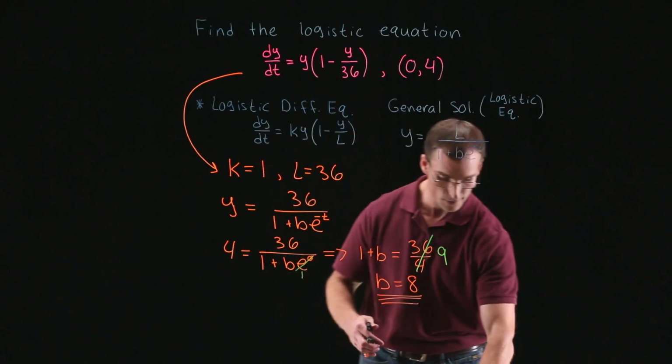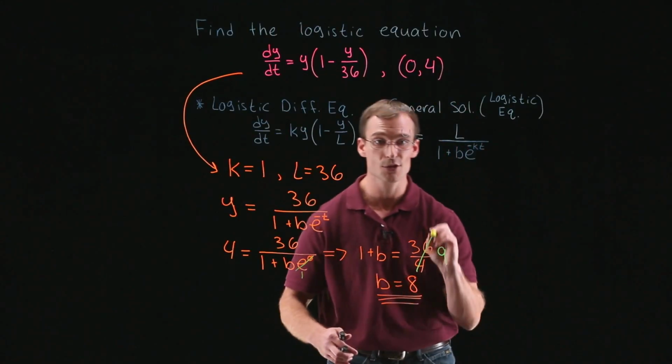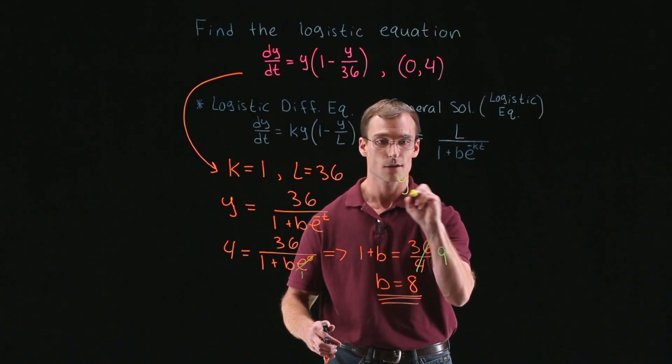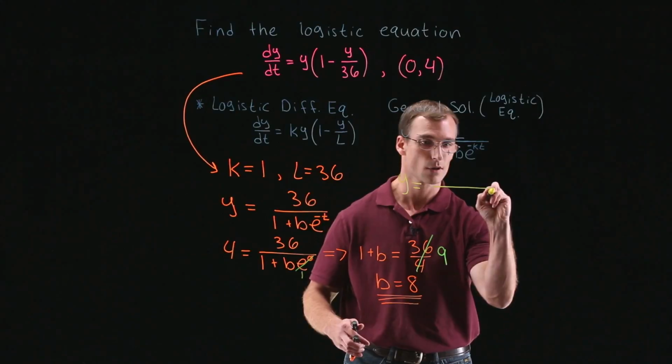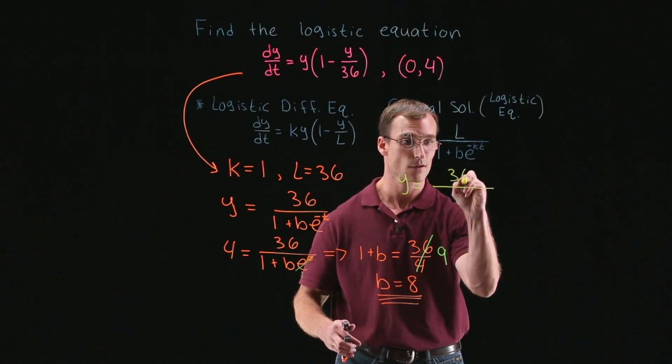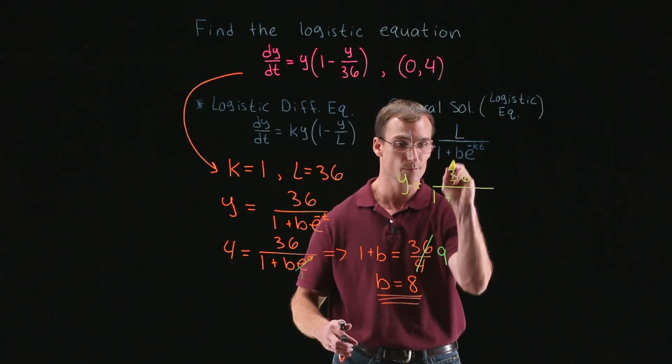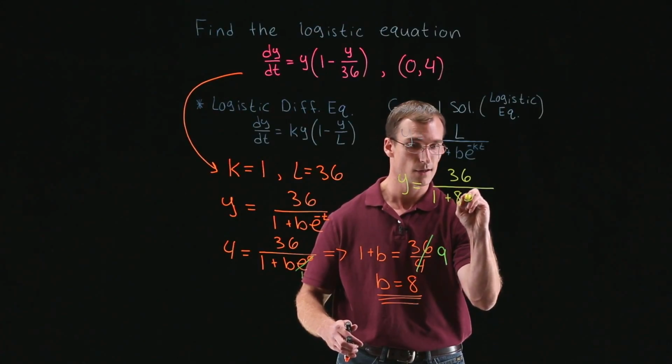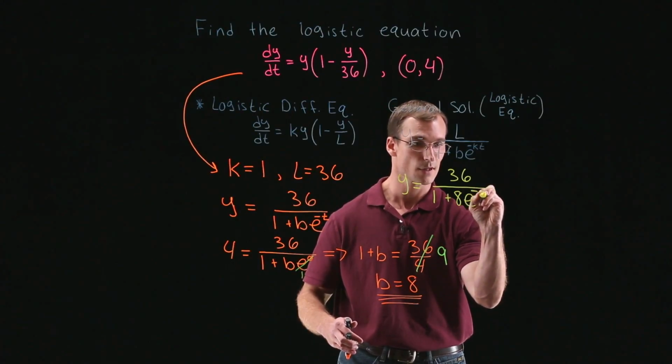Okay, so putting all that together, our logistic equation is going to be y equal to 36 divided by 1 plus 8 times e to the negative t.